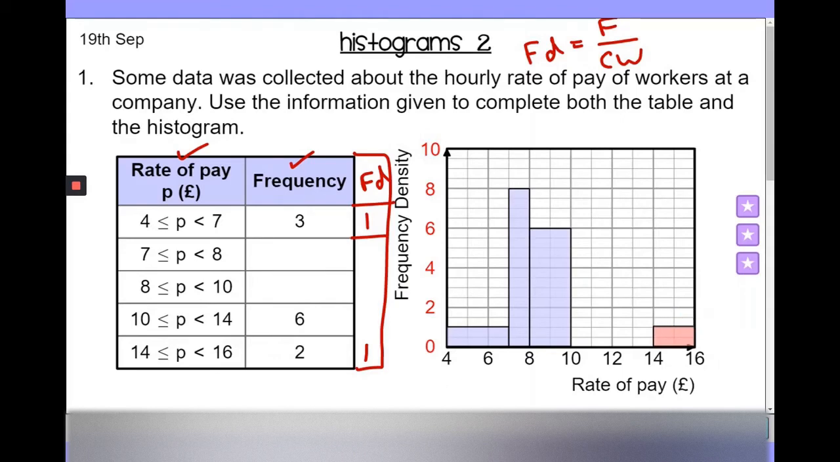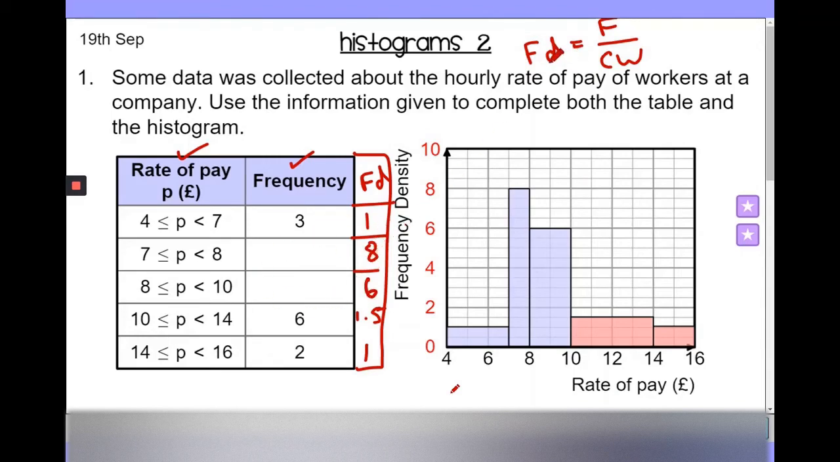There's your bar. This one here, 6 divided by class width 4 is 1.5. So that's 3 squares up, or 3 rectangles in this case. So that's your bar, and that's 1.5, 6 divided by 4. Now these two missing ones here, we're going to use the bar. So we know the frequency density is 8 for 7 to 8, and the frequency density is 6 for 8 to 10.